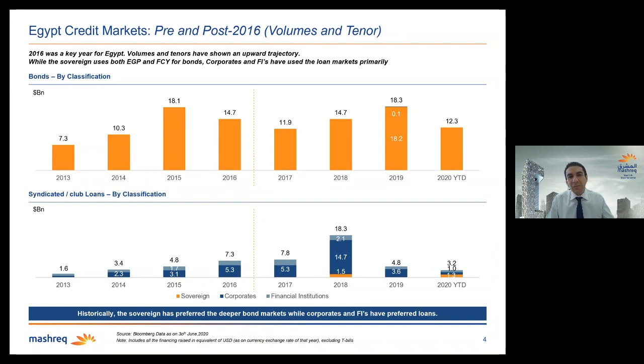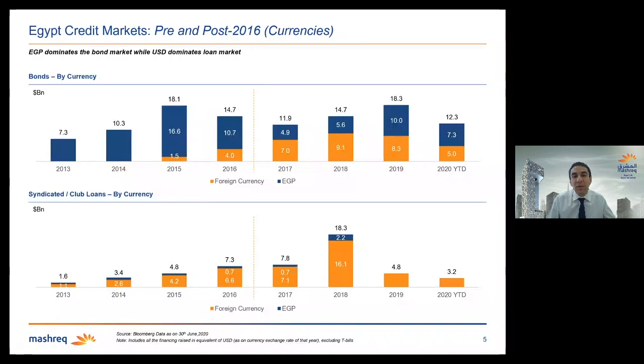Over the next slide, we will still stay on the same time scale. However, we'll go through the currency mix. And please look at the top chart. You can see that the orange color starts really from 2016 onwards, and we have a nice healthy mix of foreign currency and EGP on the bond side, starting 2016 into 2020.